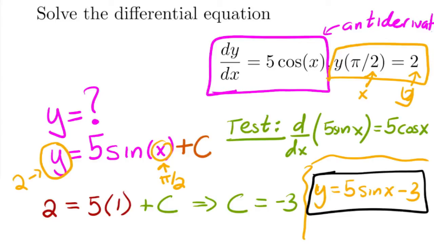So this is the function that satisfies the differential equation up here: when you get the derivative of it, it equals 5 cosine of x, and when you plug in pi over 2 into the function, it equals 2. And that's it. Check.